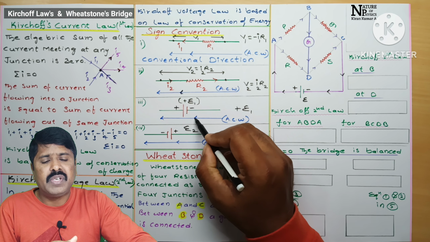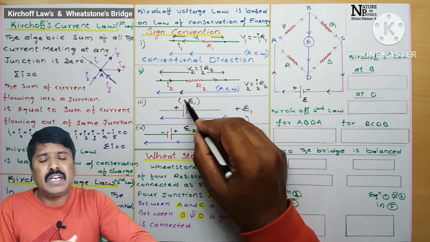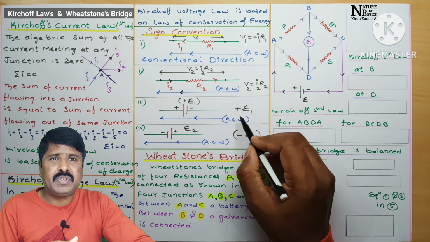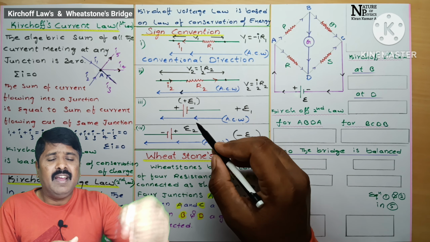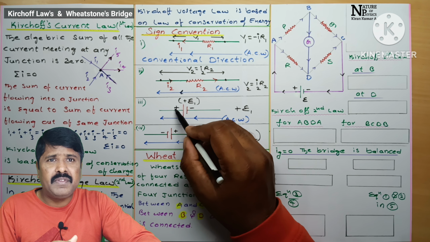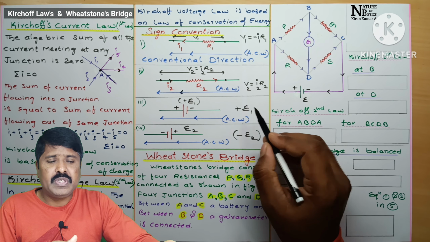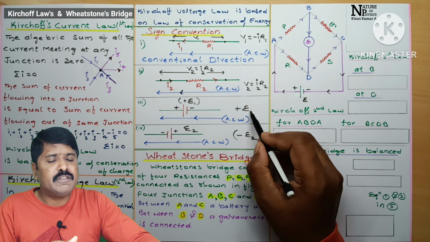So here the conventional direction is ending with the positive terminal of the cell or battery, that's why that EMF is positive. Remember that, notice that here the conventional direction is ending with the positive terminal of the cell or battery, that's why that EMF is equal to positive. That's why E1 is positive.